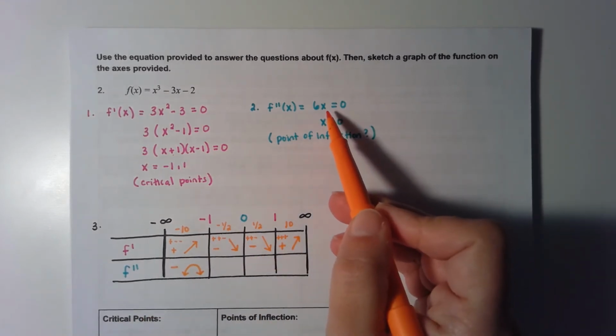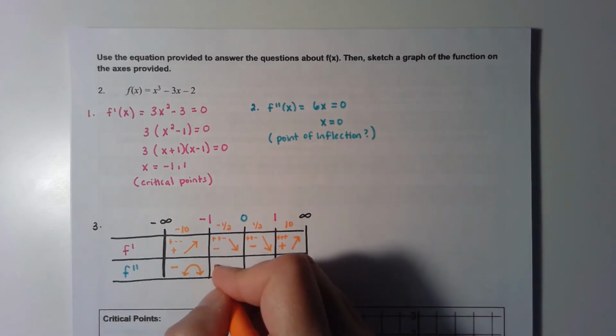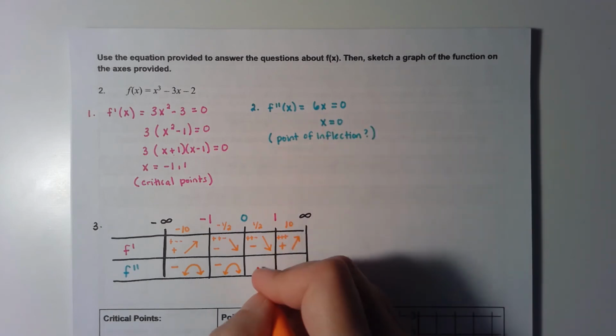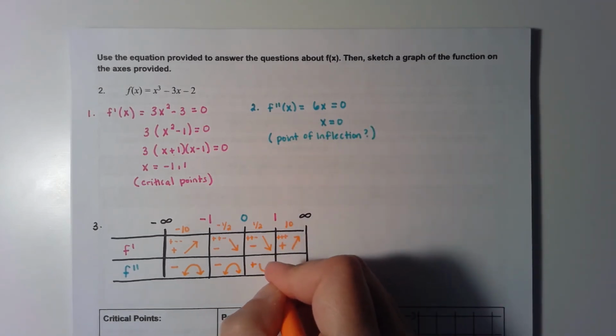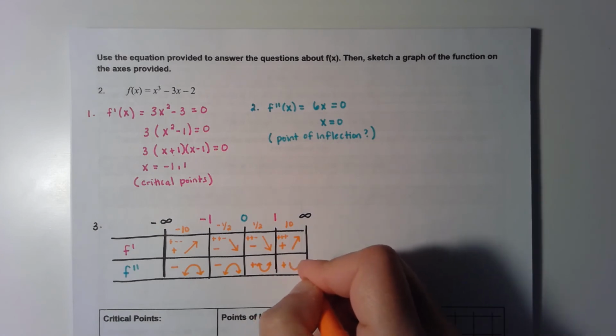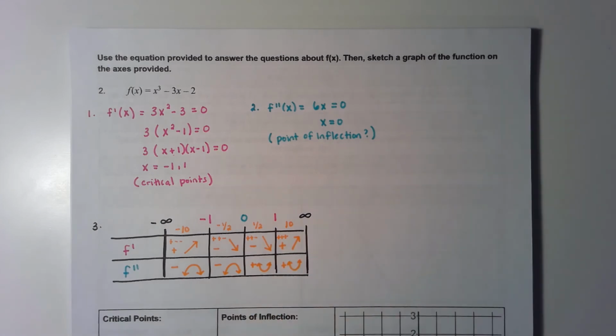Then if I plug in -1/2, I get another negative, which means it stays concave down. Then if I plug in +1/2, I get a positive, which means it becomes concave up. And then I get another positive when I plug in 10, which means it stays concave up.